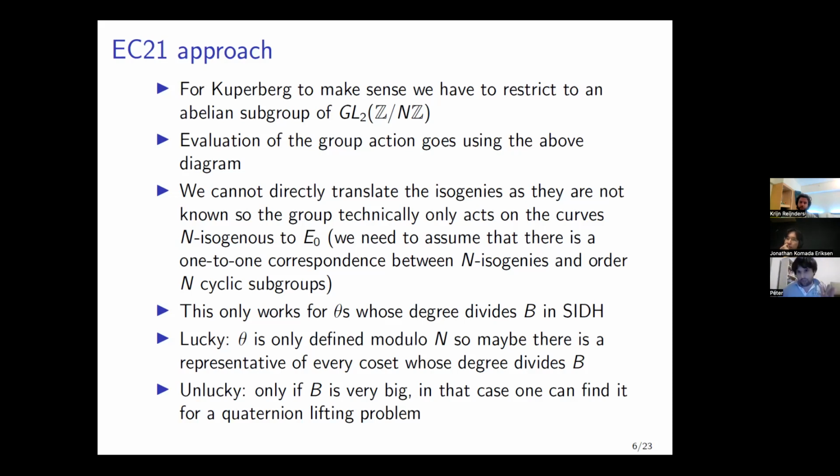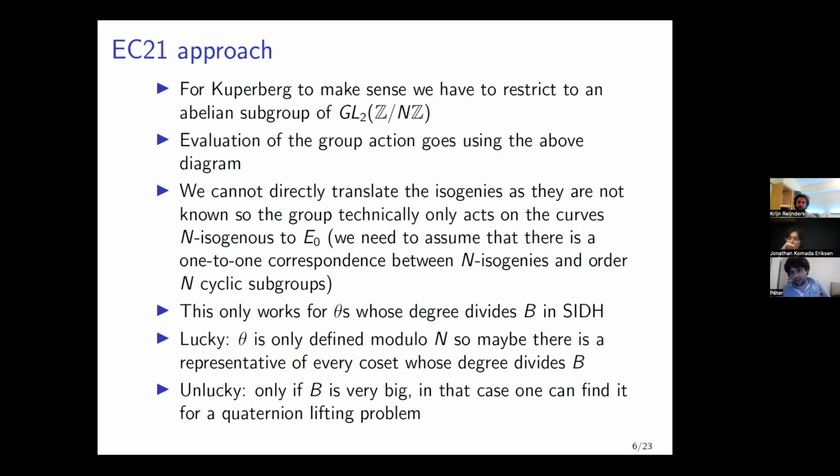So when you apply these endomorphisms, you always work modulo n. So when you want to apply a group element, you can choose a representative of that class. So even if you pick a theta whose degree doesn't divide B, maybe you can pick a different representative of that coset whose degree divides B. So this is a valid approach, but this only works if B is very big.